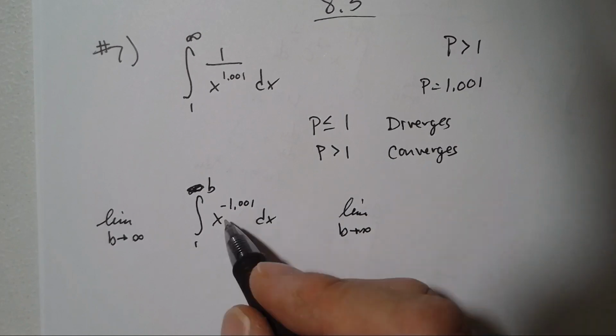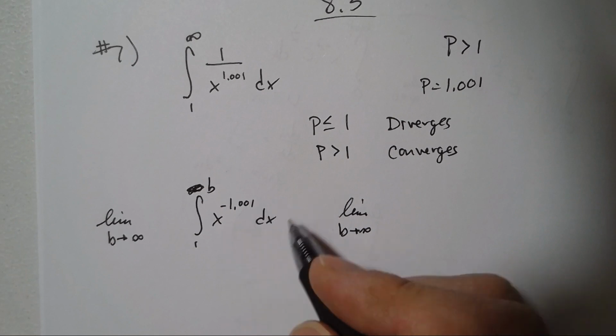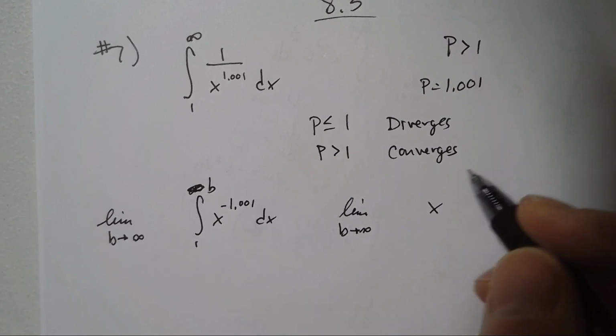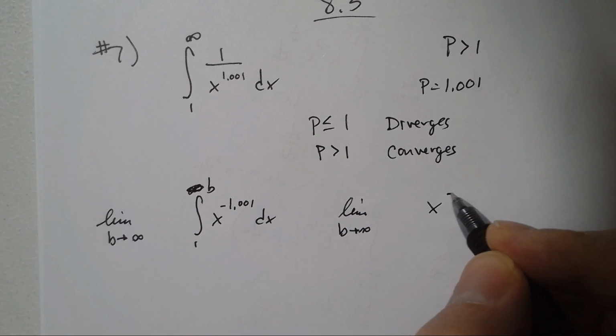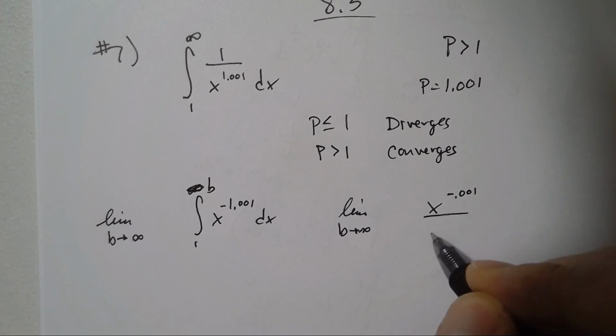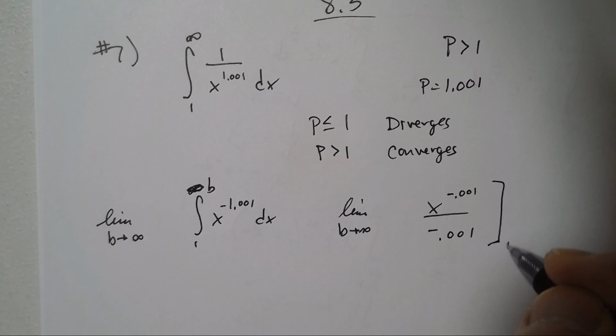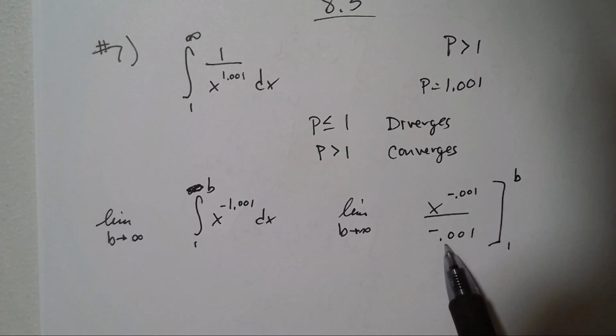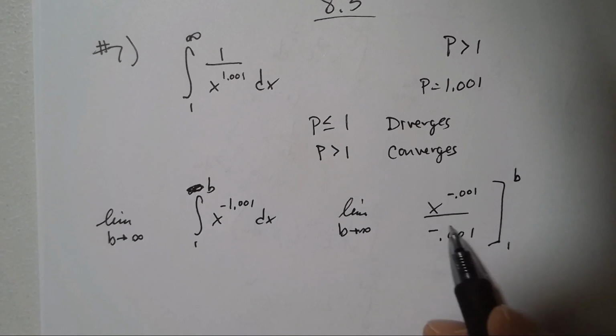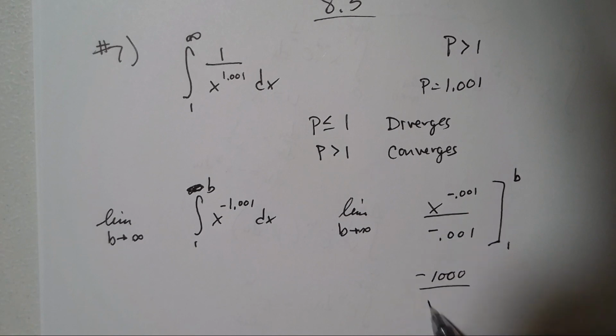Okay, so the antiderivative of that, we're going to add, so x to the negative 0.001 divided by negative 0.001, going from 1 to b. Let's see, dividing by negative 0.001, that's the same as negative 1000 over x to the positive 0.001 from 1 to b again. Alright, so b is going to infinity.